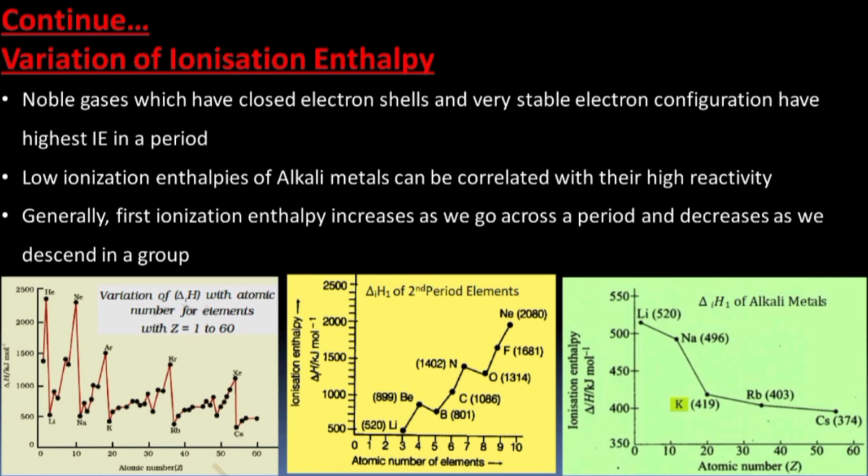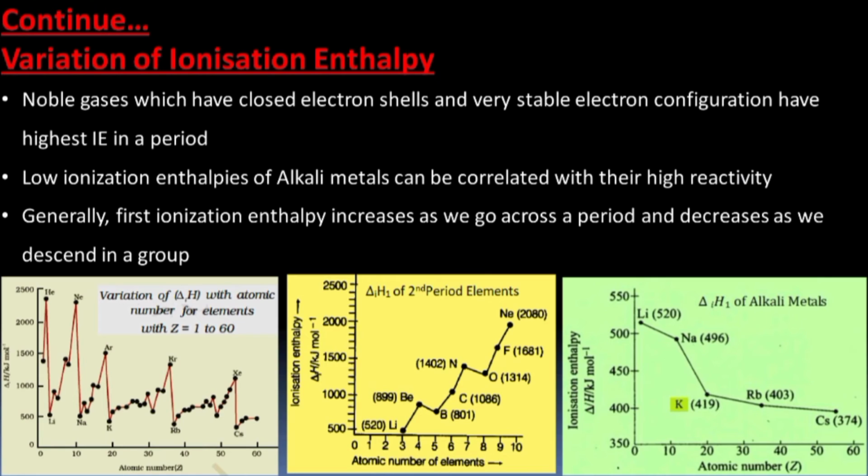Let us see the variation of ionization energy. Noble gases, which have closed electron shells, are very stable and have high ionization energy in the period. So noble gases have a stable outermost configuration. Due to that, it is very difficult to eject the electron, so their ionization energy is very high. The reason is the stable outermost electronic configuration.